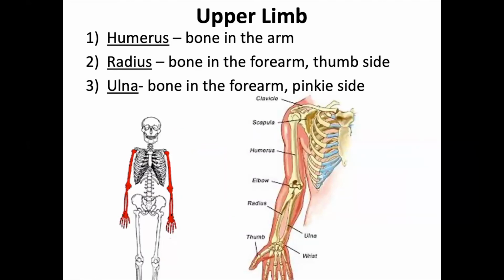Speaking of your upper limbs, there are a couple bones that we need to talk about here. The first one is the one that we have been labeling in the very beginning. It is called the humerus.